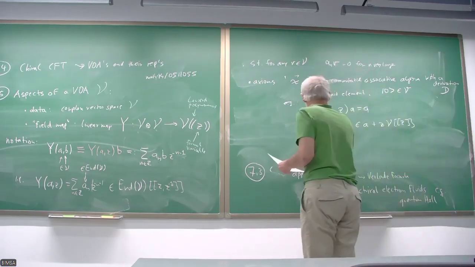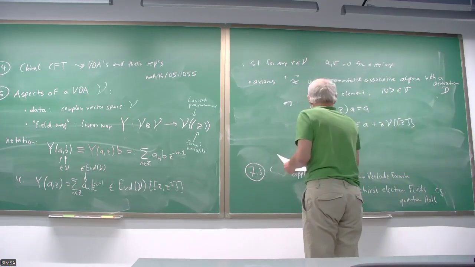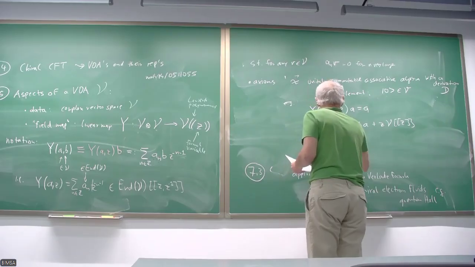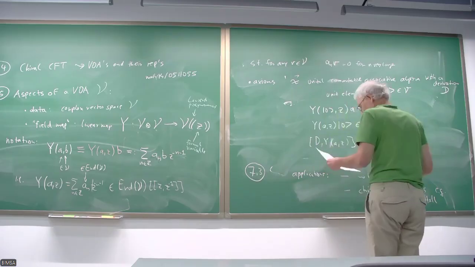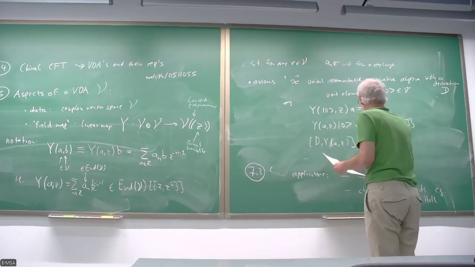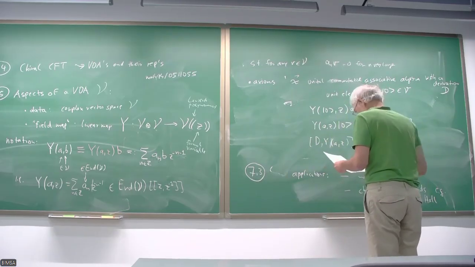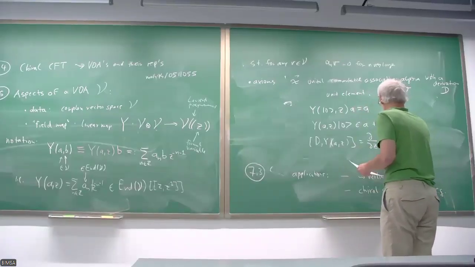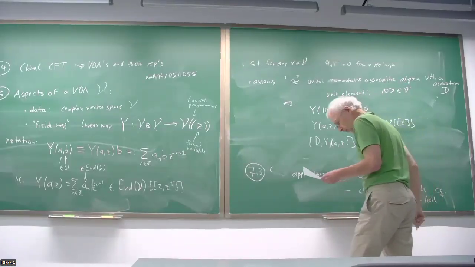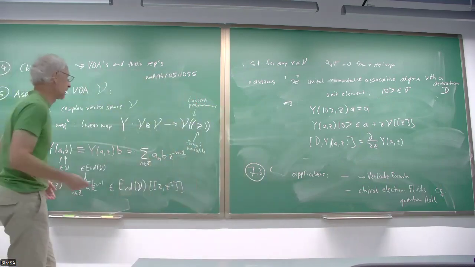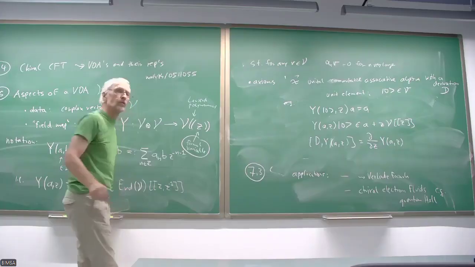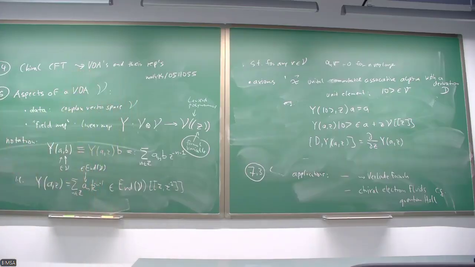And finally, for the derivation, one has the formula that D computed with Y of a, z is the derivative with respect to z. And what I forgot to say is that I said here formal variables. There are rules for working with formal variables.